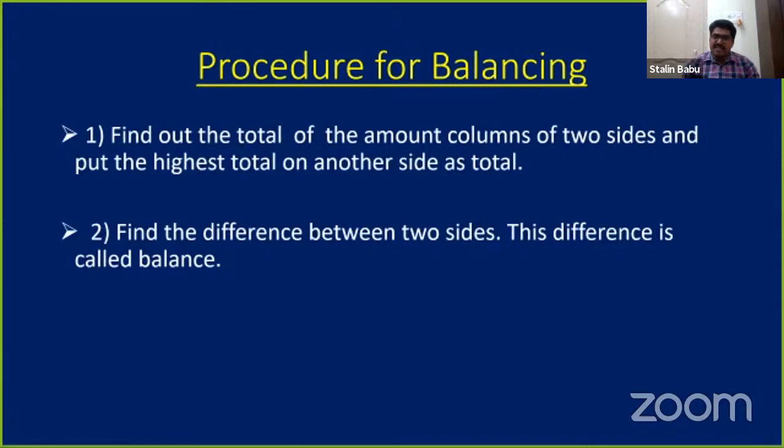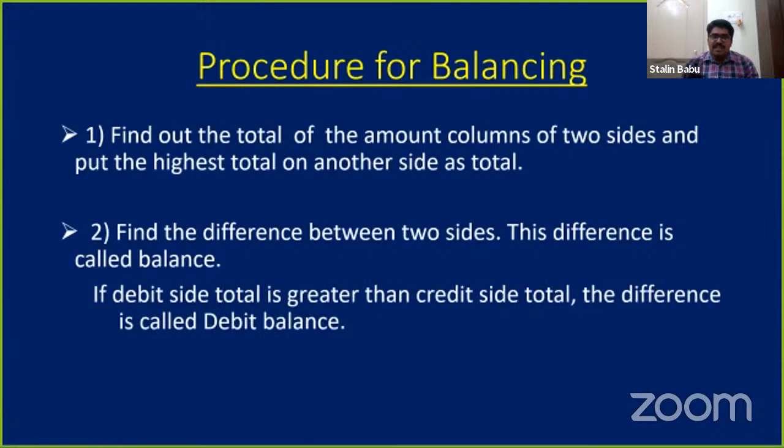Previously we took 500 debit and 400 credit. So what is the highest total? 500 on the debit side. So we write 500 first on the debit side, and the same amount should be recorded on the credit side. After that, we have to find the difference. What is the difference? 500 minus 400, that means we get 100 rupees. This 100 amount is called the difference. This amount should be recorded on the lesser side.